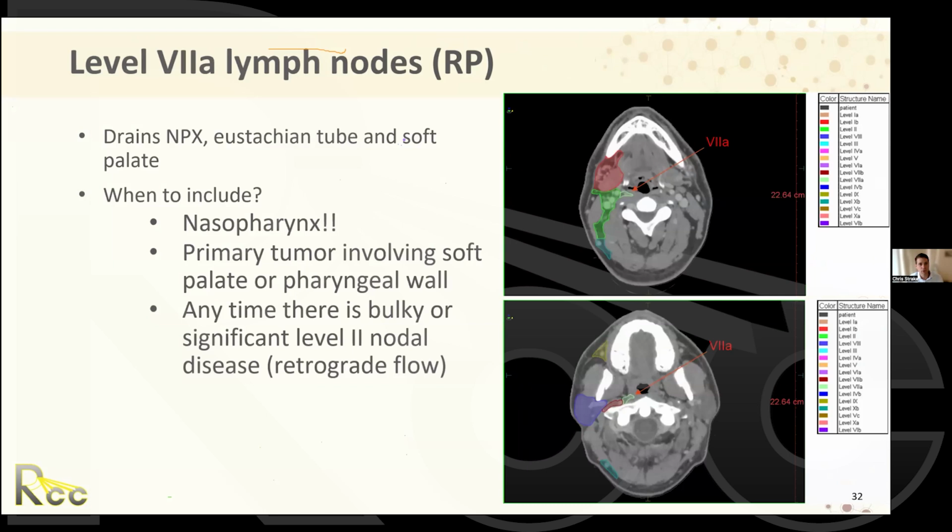So here is level 7A. That would be the light green that's pointed out by the arrow here. It drains the nasopharynx, eustachian tubes, and soft palate. So it absolutely needs to be included in all nasopharynx cases. If you've treated much nasopharynx, you've very likely seen patients with these retropharyngeal nodal metastases. This is basically the first echelon for nasopharynx. So it's critical to include for that disease subsite, as well as for any primary tumor involving the soft palate or the pharyngeal wall, or again, anytime there's bulky level 2 disease.